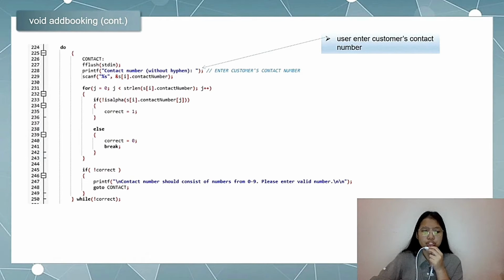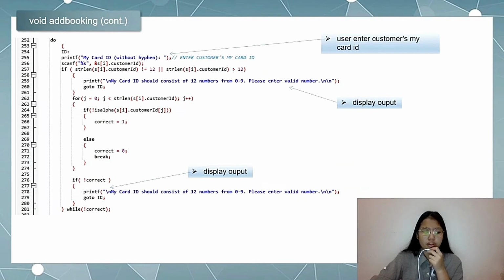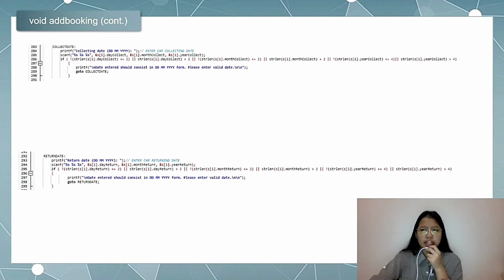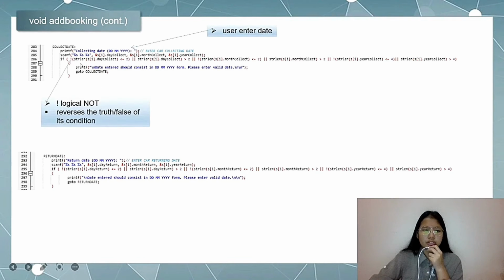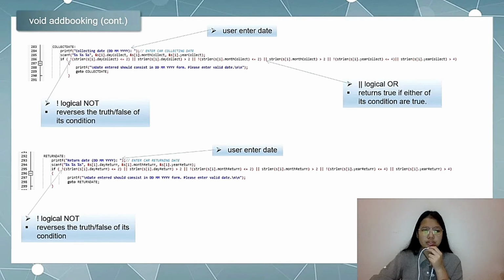In this do-while loop for contact, the user enters the customer contact number and the program will display the output. In this do-while loop for ID, the user enters the customer's ID card number and the output is displayed. This is for the collect date and return date. So the user enters the date. Logical NOT reverses the true or false of its condition. Logical OR returns true if either of its conditions is true. The same goes for the return date.